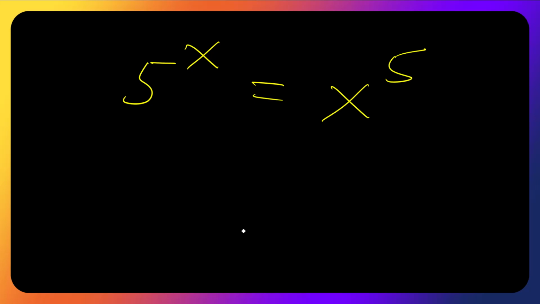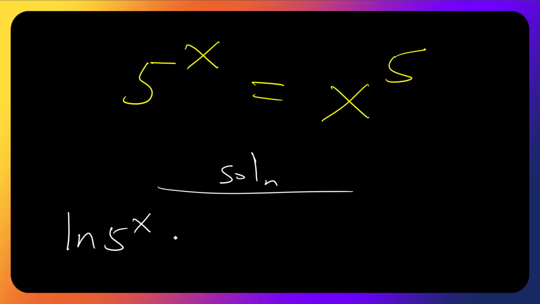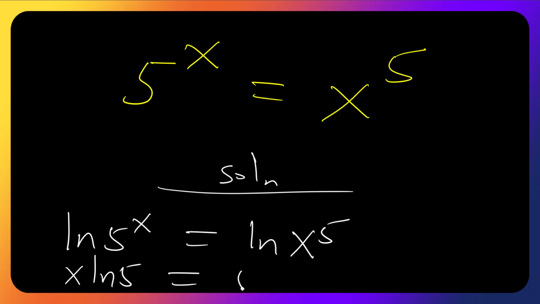Let's solve for x here, given 5 to the power x equals x to the power 5. Let's get started by bringing the powers down, and we can only do that by taking log on both sides. So let's take the natural log on both sides. All right, so this side will be x ln of 5, and the other side 5 ln of x.